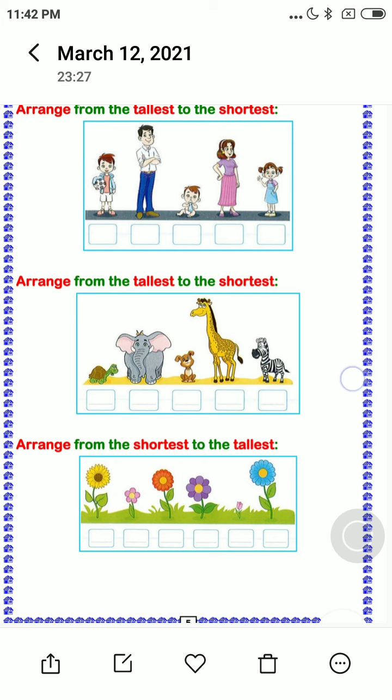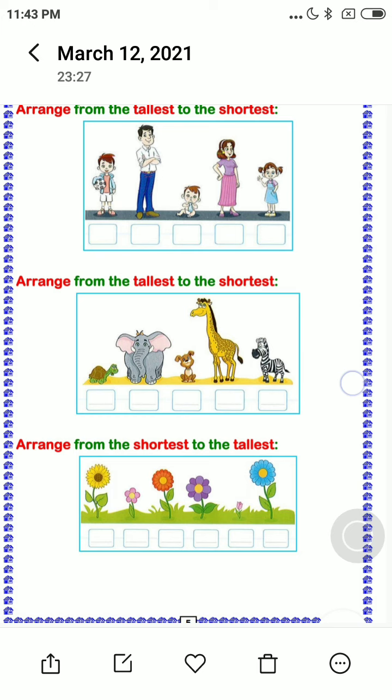Okay, which is longer than the pink flower? I have another flower, also pink, but it is a bit taller than it, so we will write two under this pink flower. Okay. Well, which is longer than the pink flower? Great, purple. So we will write 3 inside the square under the purple flower. Okay, which is longer than the purple flower? Which is longer than the purple flower? The orange. So we will write 4 under the orange flower.